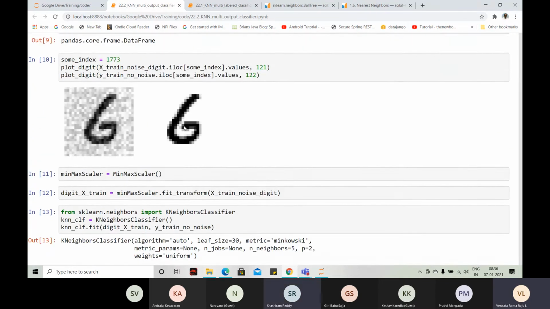Yes, sir. It's both multi-label and multi-output, right? Multi-output only. In each cell, you are predicting one of more than 2 classes.